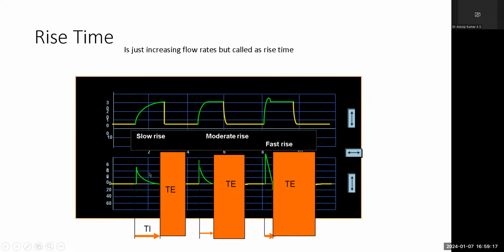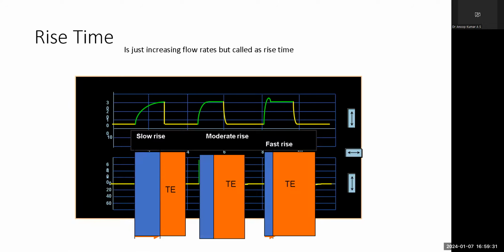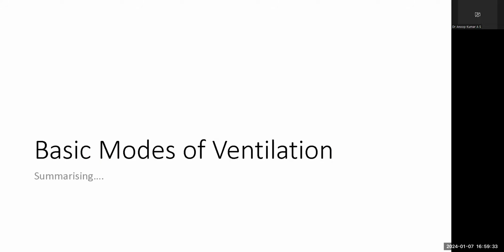So depending on the situation, suppose the patient needs more oxygenation, then you go for a slow rise option. And if it is a COPD patient, you need more expiratory flow or more expiratory time, then you go for a fast rise option. Okay, these are the different modes.